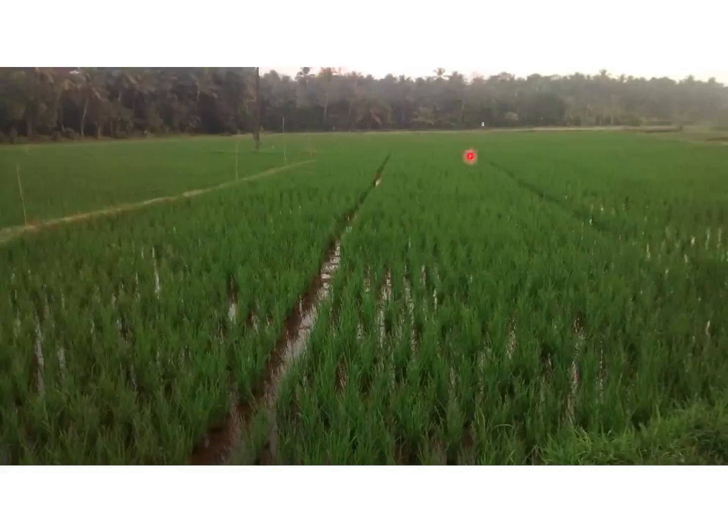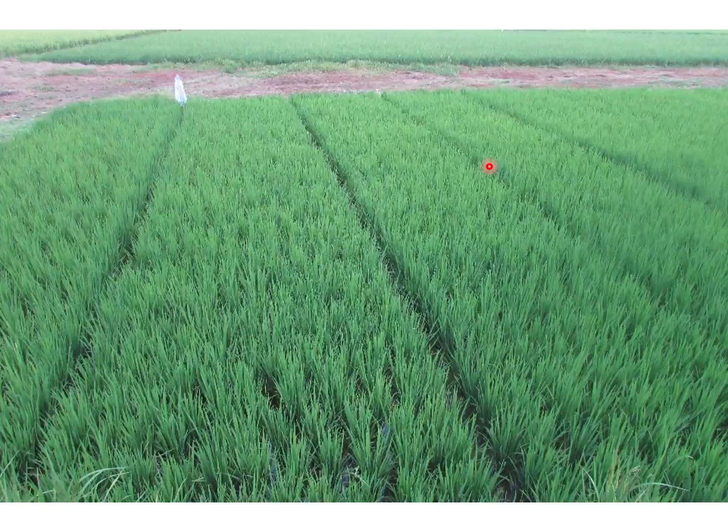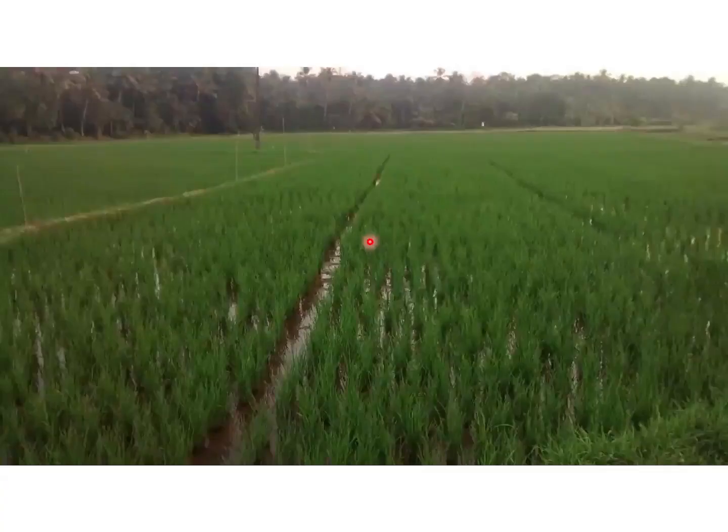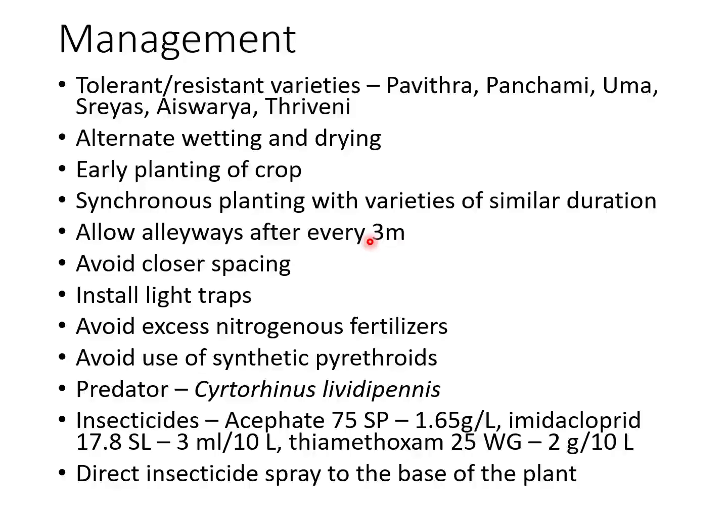You can see it in every field. See, it is clear over here. After every 3 meter there is a small gap provided. The gap is of 30 centimeter. So this is called alleyways. These alleyways provide aeration, and it is an excellent cultural practice to reduce BPH infestation. So allow alleyways after every 3 meter.